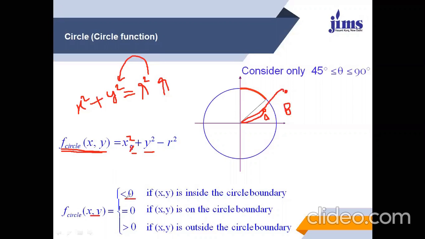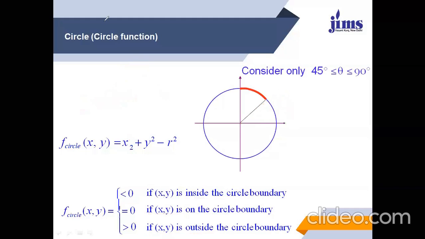If the value, as I told you, is less than r, it means this is inside the boundary. If this is greater than r, it means outside the boundary. And if the value of this equals r, then it belongs on the boundary of the circle. So this is the way by which we can decide that a point is outside the circle, inside the circle, or at the circle.